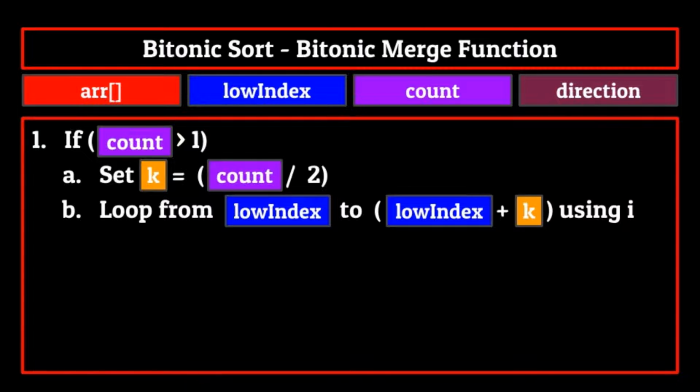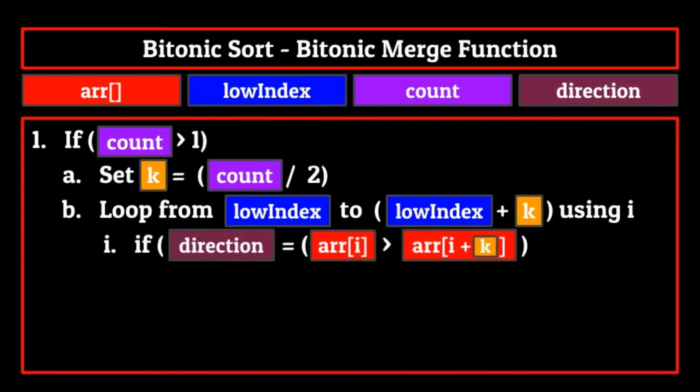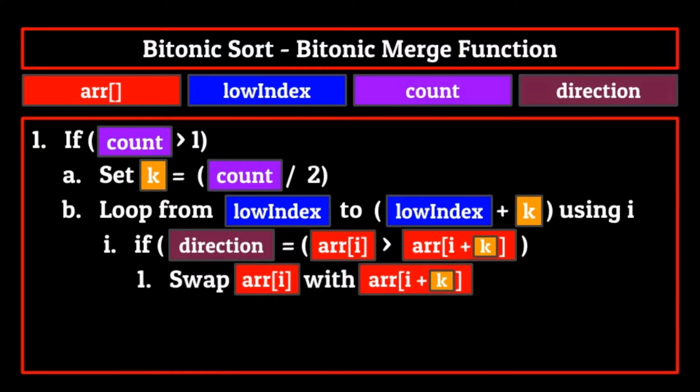But the way we do this is really weird. Now the Boolean expression inside of this if statement will be if the direction element equals the Boolean result that comes from comparing if the element at index location i is greater than index location i plus k. If this expression evaluates to true, then we swap. If not, we do nothing.